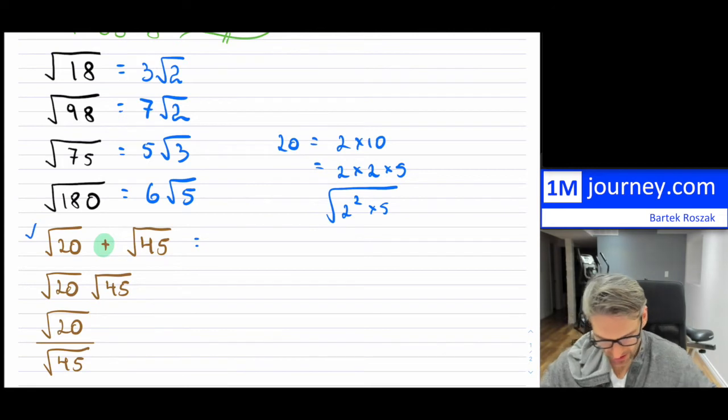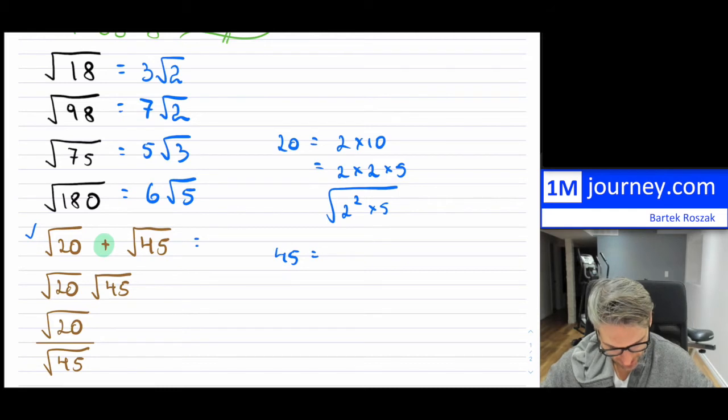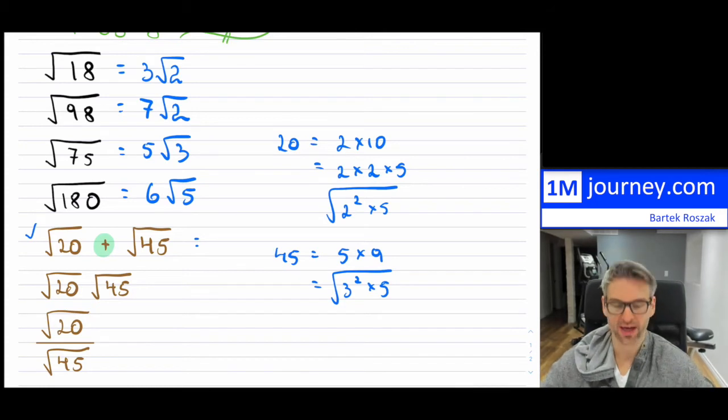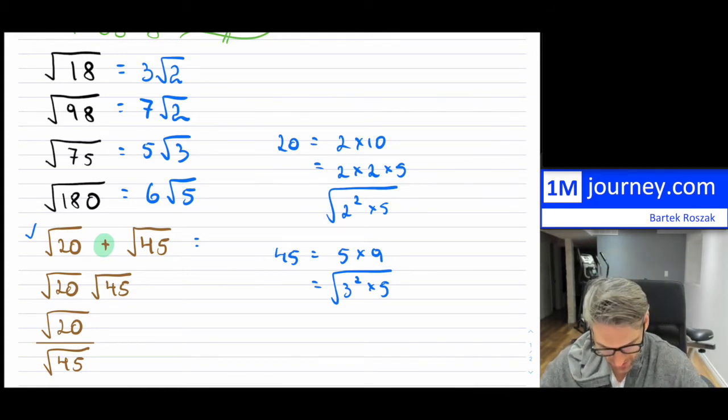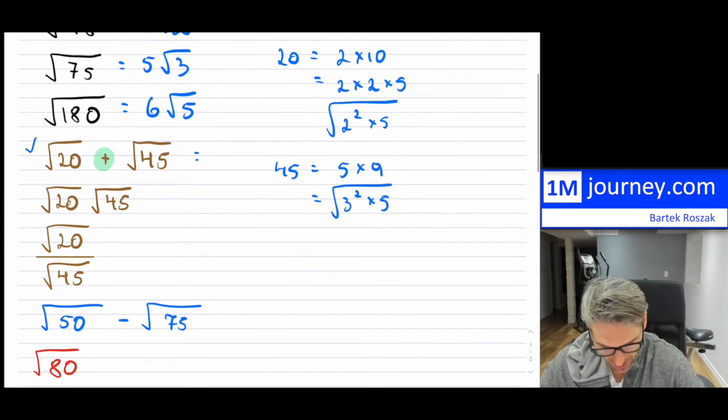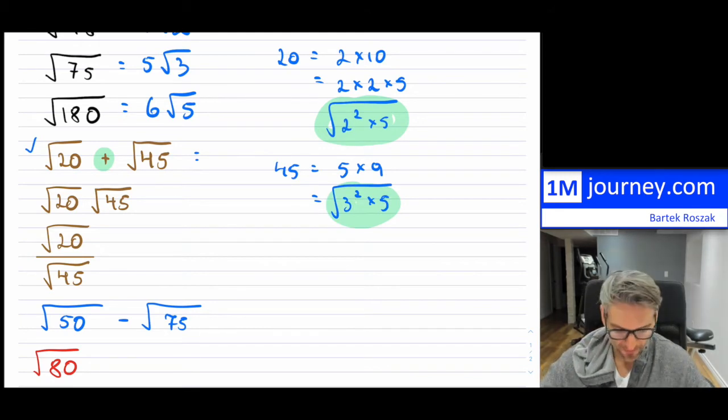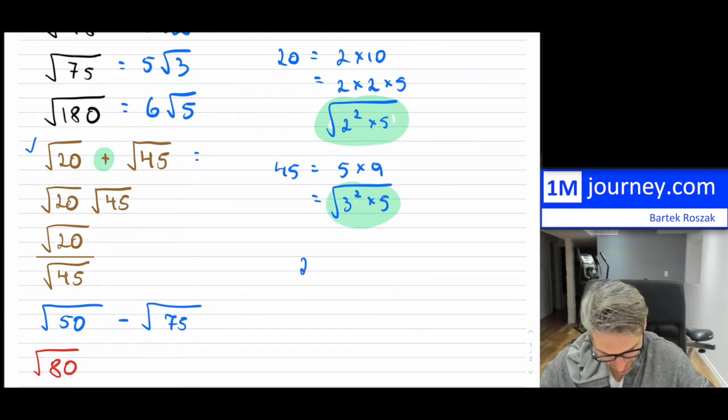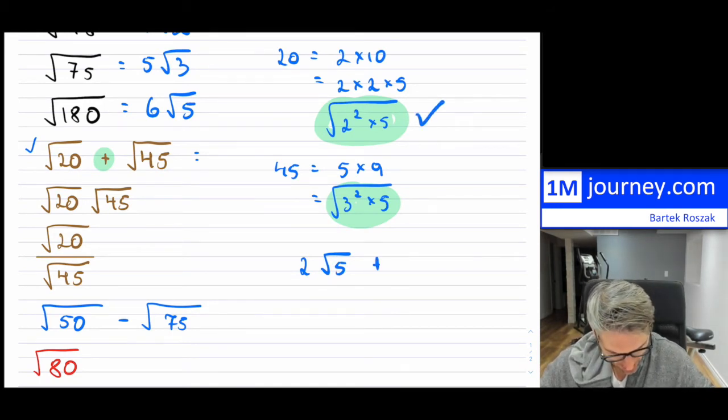Now the 45, if you prime factorize, this is going to be 5 times 9, and 9 is basically 3 squared. So this is 3 squared times 5. This is your second one. So now with these two, if I simplify those, that 2 is going to come out in front. So you're going to have this, then plus, and that 3 is again going to come out, and you're going to have your square root of 5.